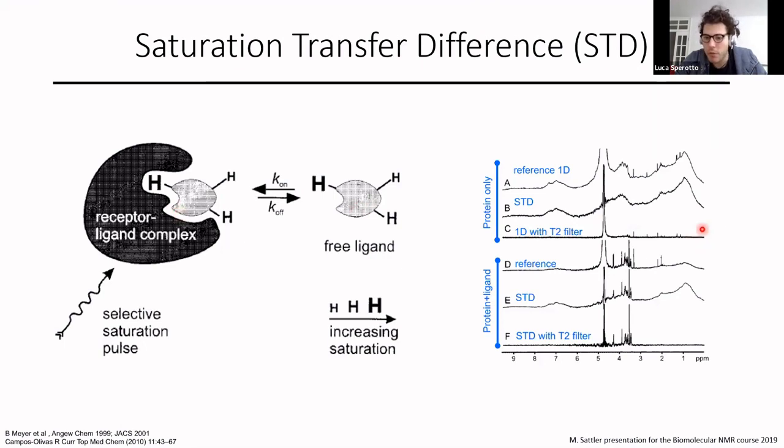So when we apply this, we can check if there are signals, which means that our ligand is interacting with our protein. And this is a really common experiment for screening small molecules, to see if they are binding with a protein, if you want to use NMR.